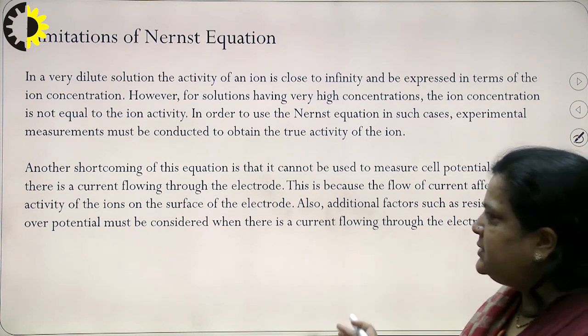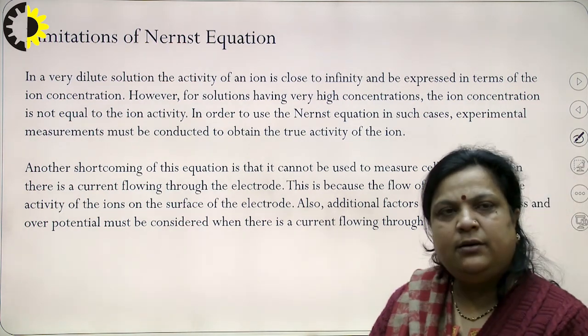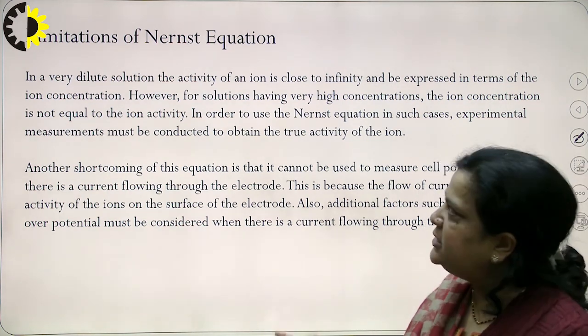So, this is the derivation, problems and limitations of the Nernst equation.